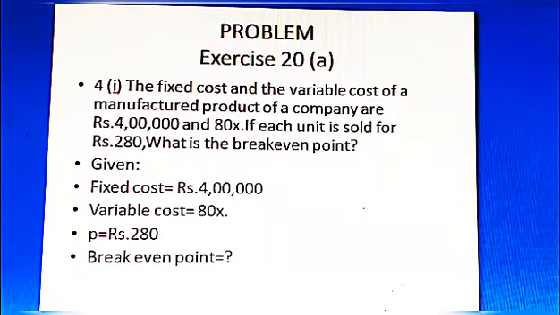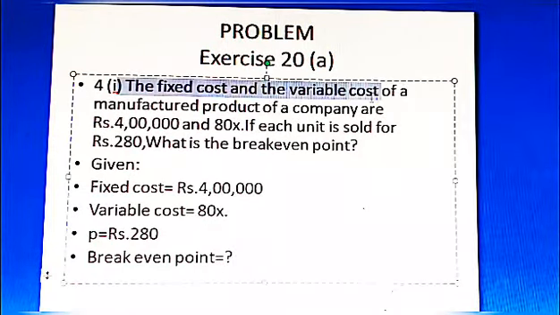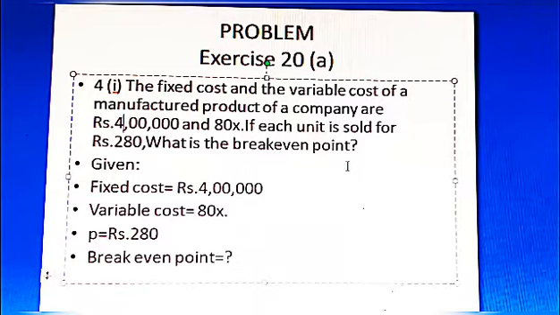The problem is like this: the fixed cost and the variable cost of a manufactured product of a company are rupees 4 lakh and 80x. If each unit is sold for rupees 280, what is the break-even point? So this is the given question. This problem is from your textbook, exercise 20a, page number 28. You can copy it.